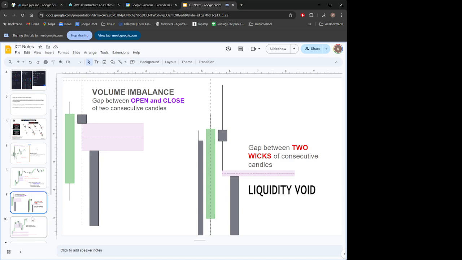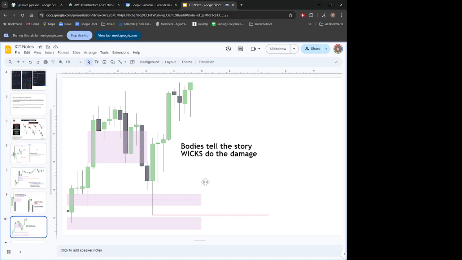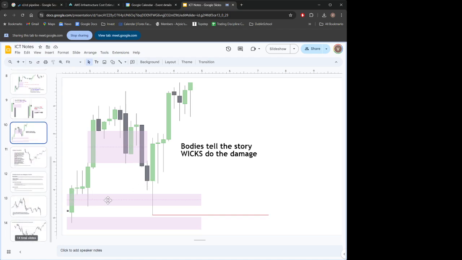Yeah, clear. Okay. And this part: bodies tell the story, wicks do the damage. Just remember that as and when you start looking at price action, then you'll start seeing why this becomes important. Because if you look only at the wicks, you'll think maybe it will go down, maybe it will go up, but then you'll realize that's not really the true story. So this will become important going forward as we look at more price action.